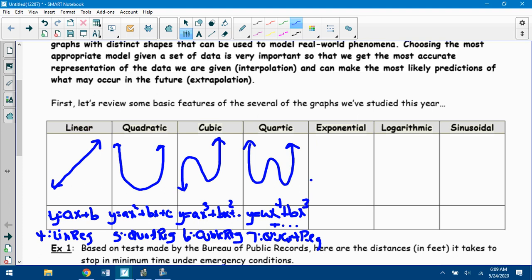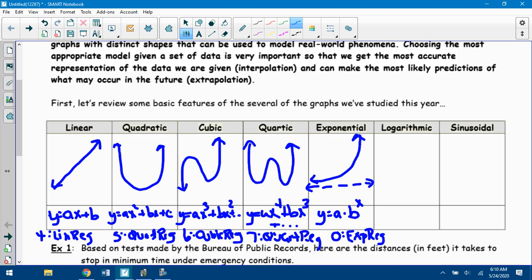Exponential graphs increase without bound, but they have an asymptote, a horizontal asymptote. Those are the ones that are y equals a times b to the x power. And in our list, that's choice 0, which is called ExpReg for exponential regression.